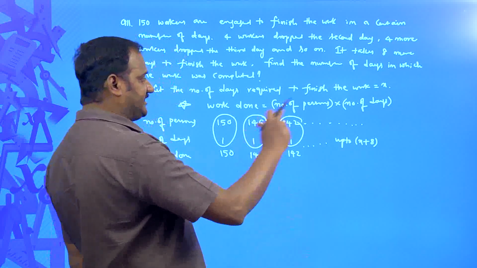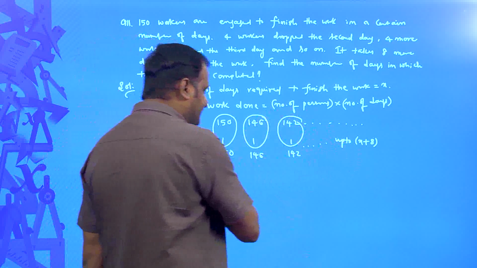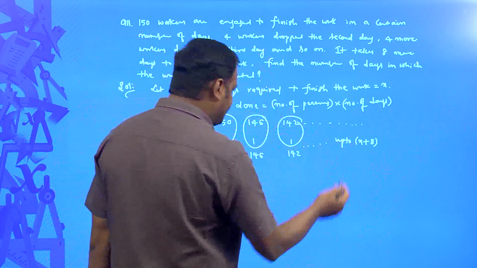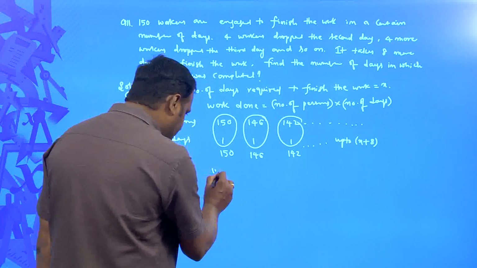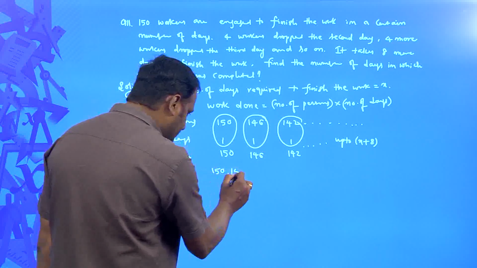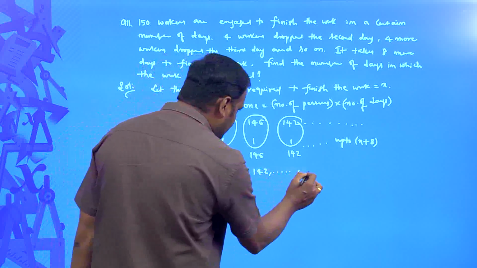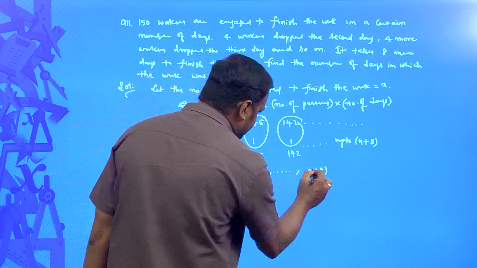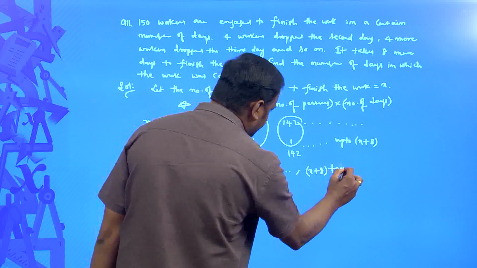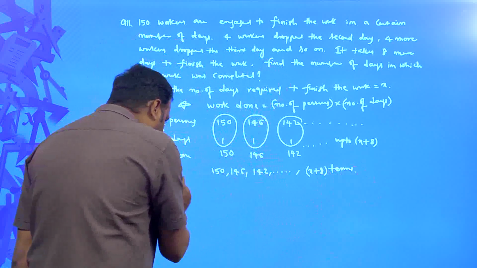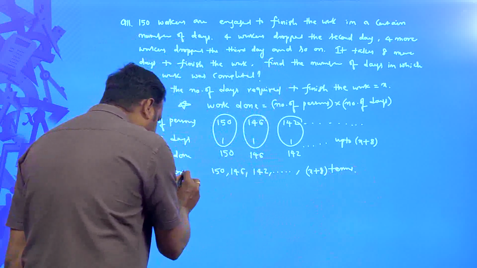Since there are x plus 8 days, I would say that there are x plus 8 terms. In these x plus 8 terms, the first term is going to be 150, the second term is going to be 146, the third term is going to be 142, and so on, x plus 8 terms in this sequence. You understand? This is what I am going to use to find out the work done.